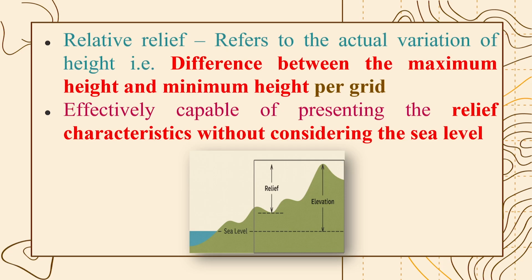This is nothing but the actual variation of the height. In simple terms, we can say that it is the difference between the maximum height and the minimum height, and the key term here is per grid. So, what is a grid? This is nothing but a simple square.